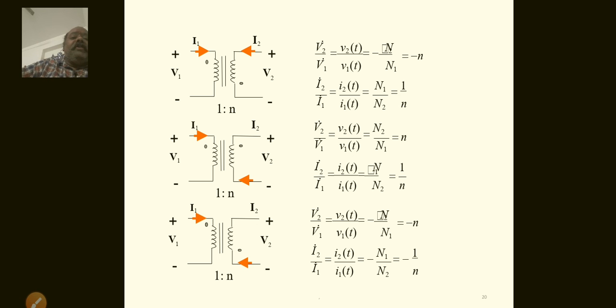V2 by V1 is equal to V2 of t by V1 of t. Therefore, it is minus N2 by N1, which is equal to minus n for this. I2 by I1 is equal to minus N1 by N2. Again, you rewrite this equation as minus 1 by n, like this.